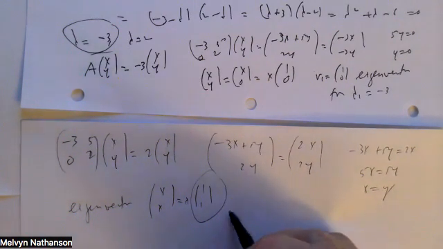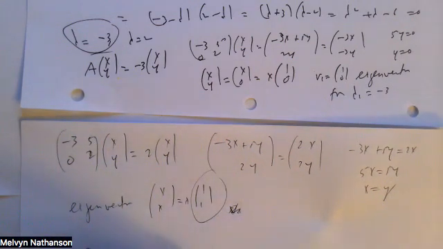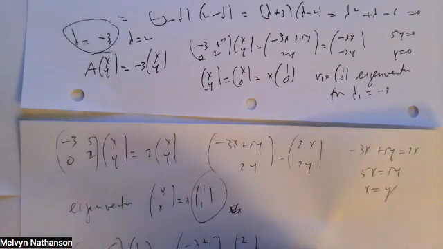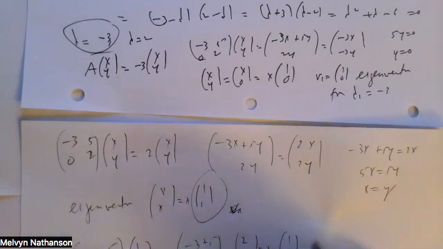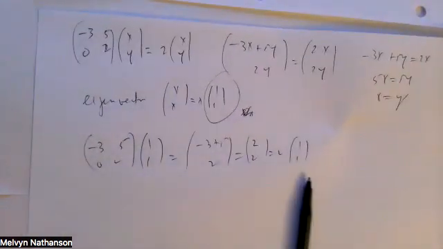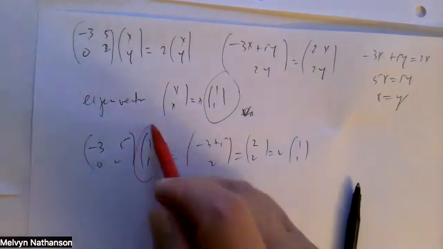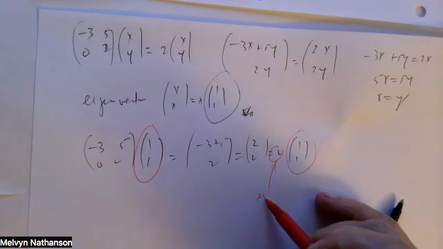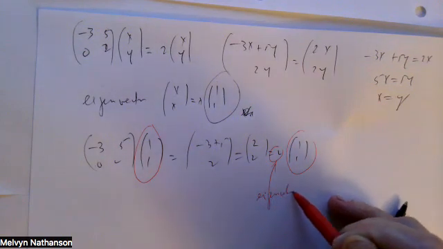So this is an eigenvector. Let's just check. Minus 3, 5, 0, 2 times the vector 1, 1 is minus 3 plus 5, 2, which is 2, 2, which is 2 times 1, 1. So this matrix applied to this vector is 2 times this vector. So here we have the eigenvalue 2.